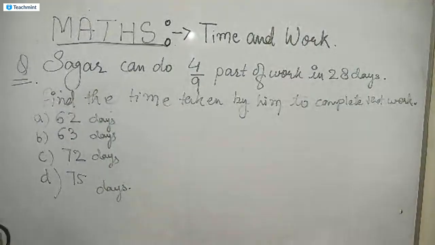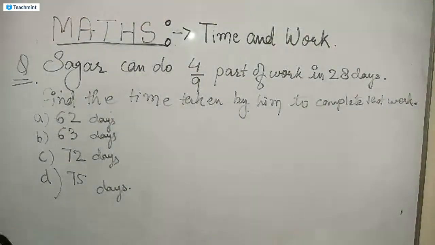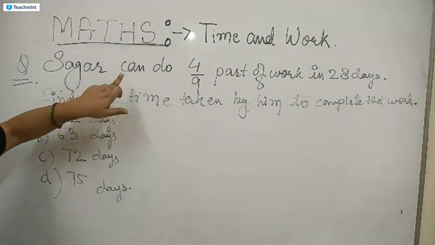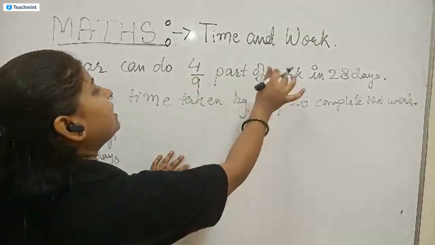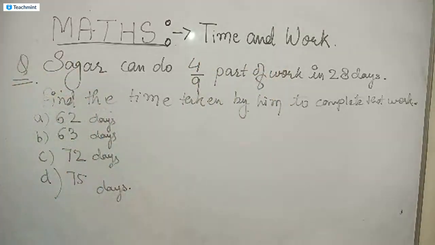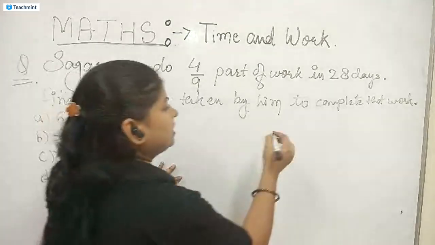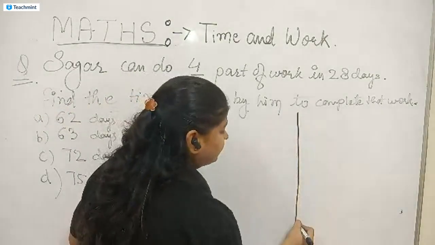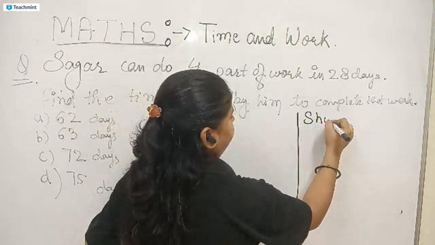Okay, see. The question says that Sagar can do 4 by 9 part of work in 28 days, right? 4 by 9 part of work in 28 days. Find the time taken by him to complete the work. So you can do it using two ways. Okay, first way is the short trick. I will tell you the short trick first.